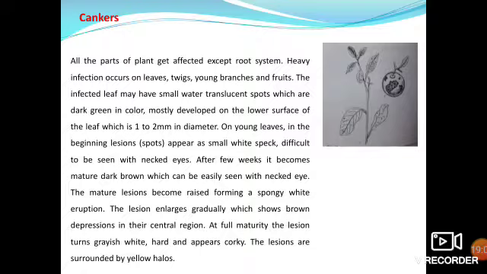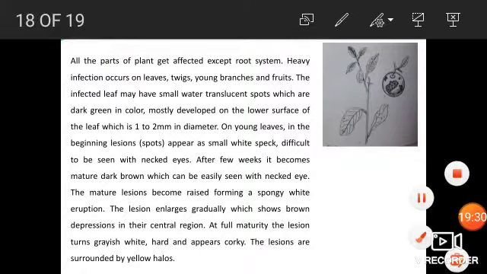So these are some symptoms. On the basis of these symptoms, we can classify plant diseases. Later on, in the second online lecture, we will continue with the canker symptom.